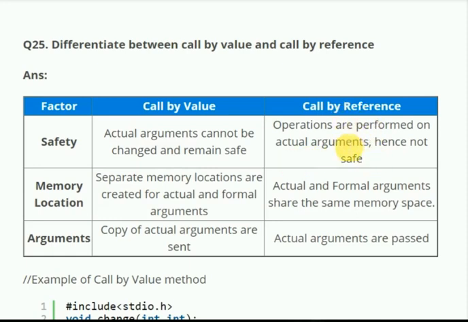Memory location: in call by value, separate memory locations are created for actual and formal arguments. In call by reference, actual and formal arguments share the same memory location. Arguments: in call by value, a copy of the actual arguments is sent, and in call by reference, actual arguments are directly used, which means the address is passed.